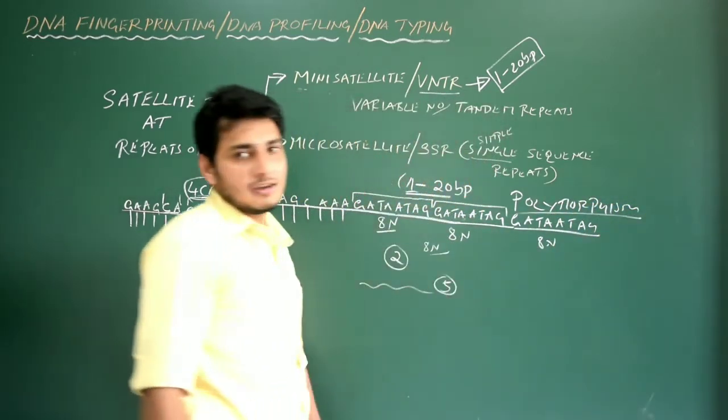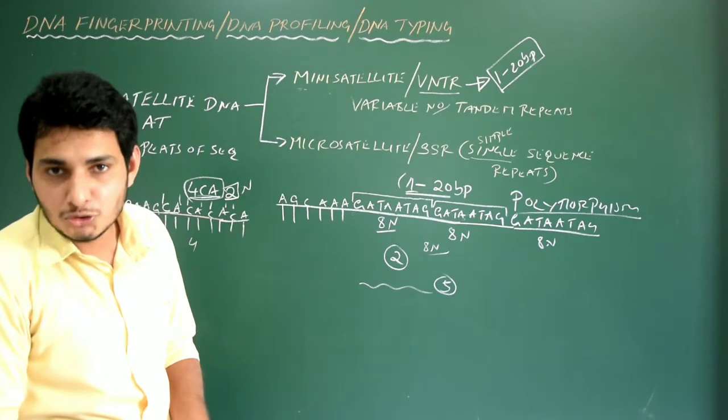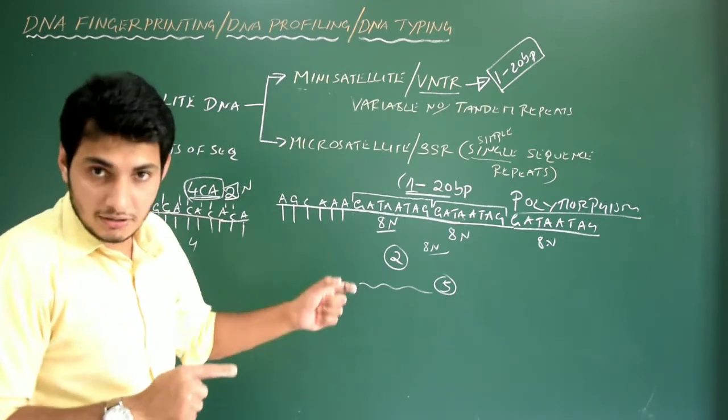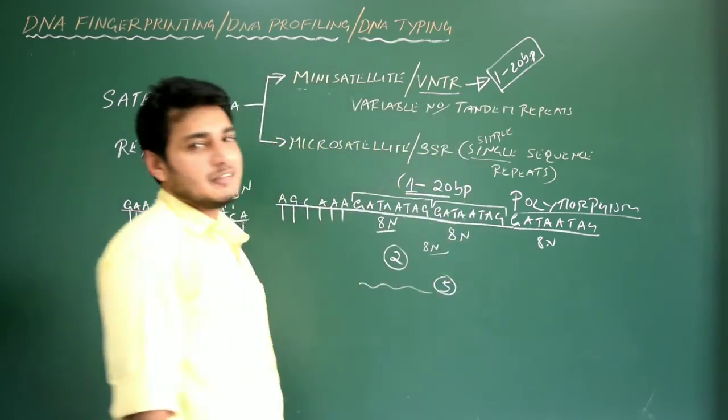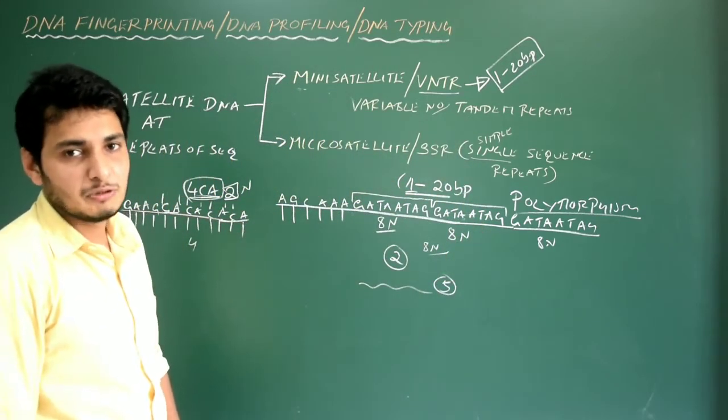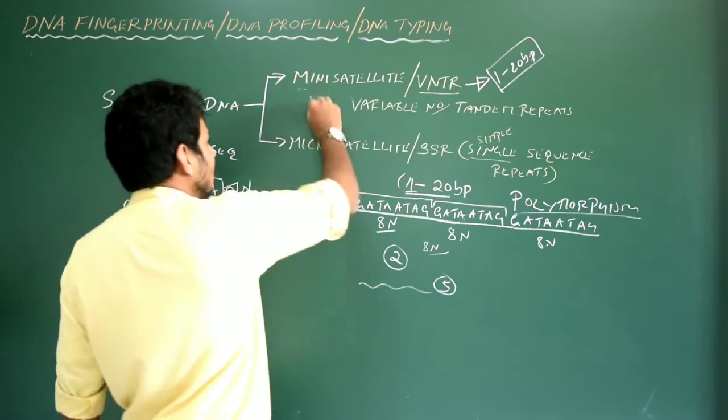That means the repeat varies from individual to individual. This is one thing. Got it? Okay. So that is polymorphism, which is nothing but variable number tandem repeats. It varies from person to person, individual to individual. Okay, so minisatellite is done.